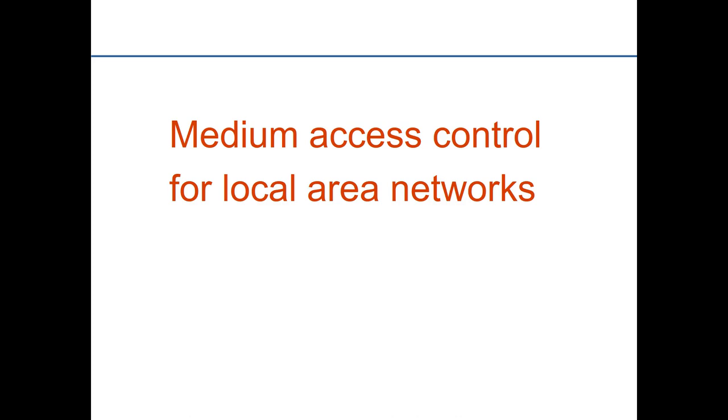Medium access control for local area networks. In the previous section, we've seen principles for how several senders can access a shared medium. They can use carrier sense to lower the probability of collisions, and they can use collision detection to lower the cost of a collision in time. First, let's look at communication on a LAN.